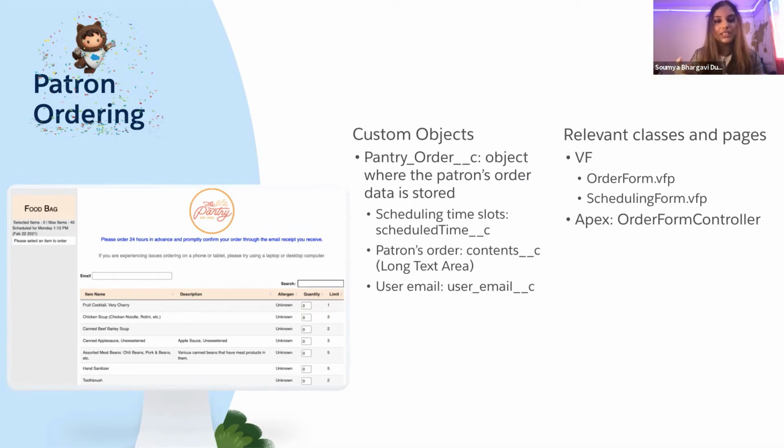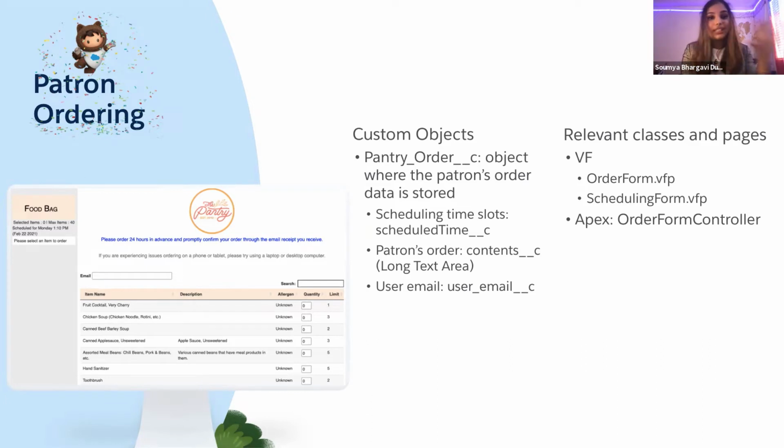It might be a little faint to see, but on the top left, right underneath where it says food bag, it says scheduled for Monday, 1:10. Thank you so much for bringing your cursor there. For Monday at 1:10 p.m. So the patron has the option to see what they have, and they can always go back to the previous page and select a different one. But at the end of the day, they can select whatever items they want, as long as it's within the limits, of course. And once they're ready to place their order, they're going to click order now.